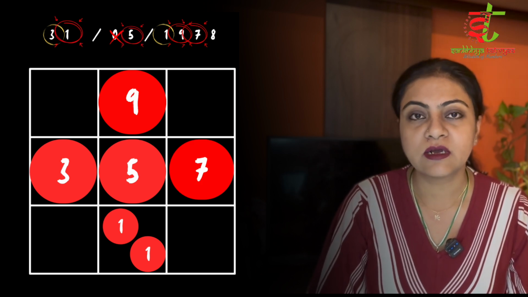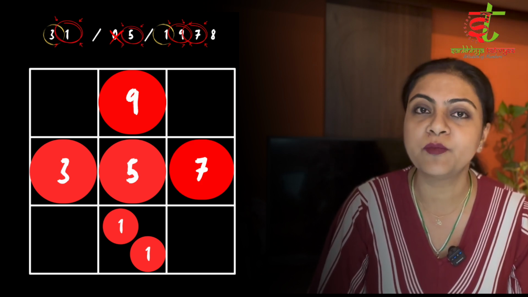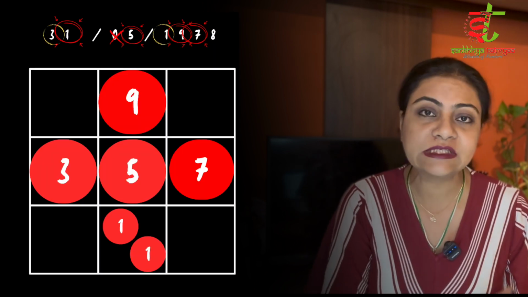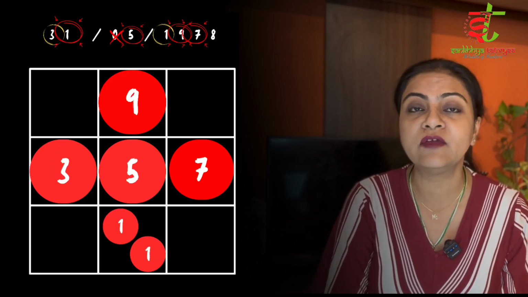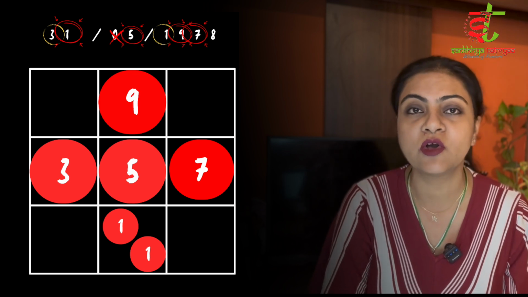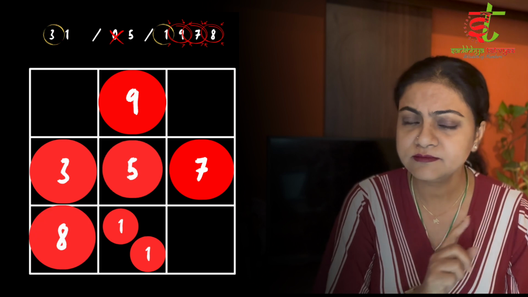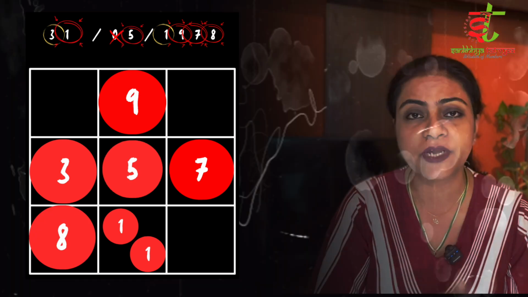You cannot put any number in any other box. Every number has its specific spot. Last but not the least, we are left with 8. 8 you have to put on the first vertical line and at the end. This completes the Loshu grid.